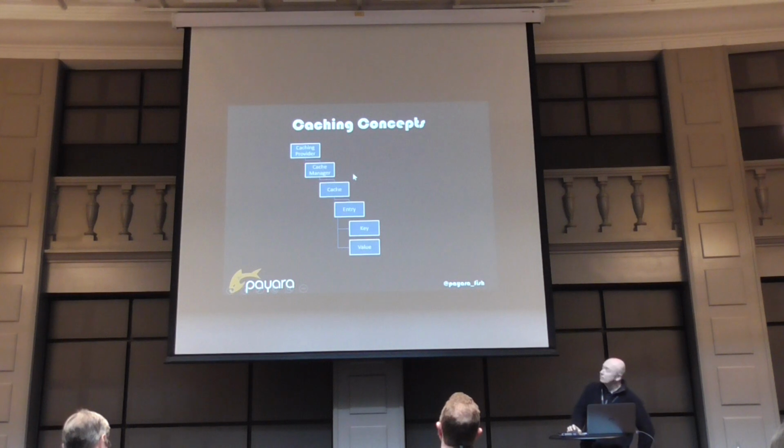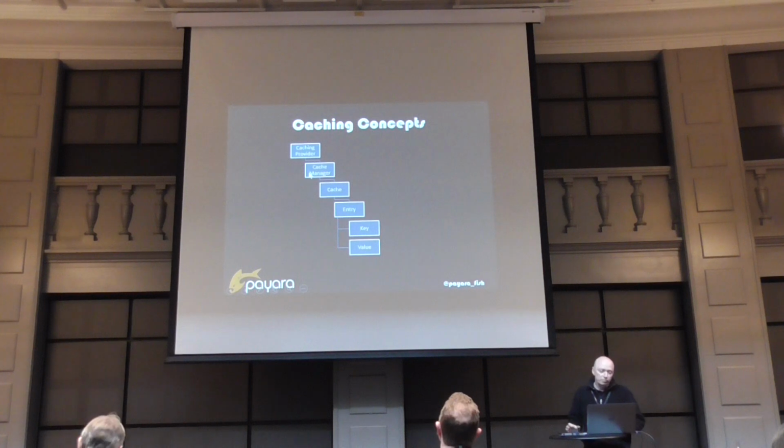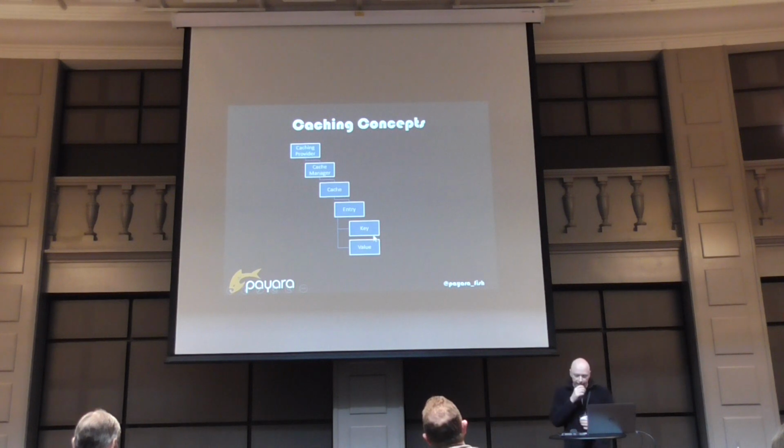So the basic concepts of JSR 107 are, we have a caching provider, which is a service defined in the jar. So that's like a product, like Hazelcast. Then that can create many different cache managers. A cache manager is associated with a class loader and a URI, which is just essentially an opaque string, but can basically mean something to the product. And then that cache manager manages a cache, and each cache is essentially a distributed hash map with an entry, which is a key to value pair. So it's a key value cache.